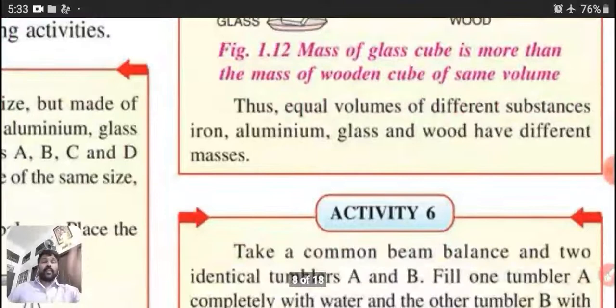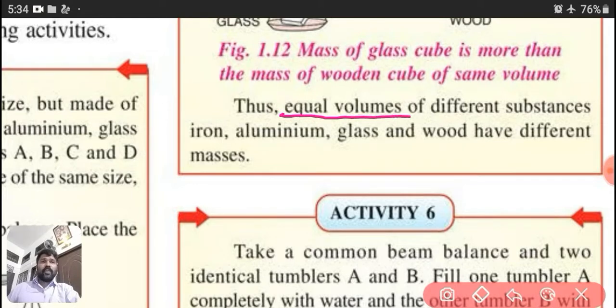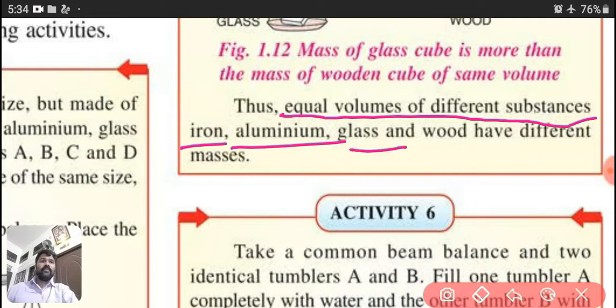Thus, equal volumes of different substances, iron, aluminium, glass and wood, have different masses. Clear? So, by this activity we can conclude that equal volumes of different substances, iron, aluminium, glass and wood, have different masses.